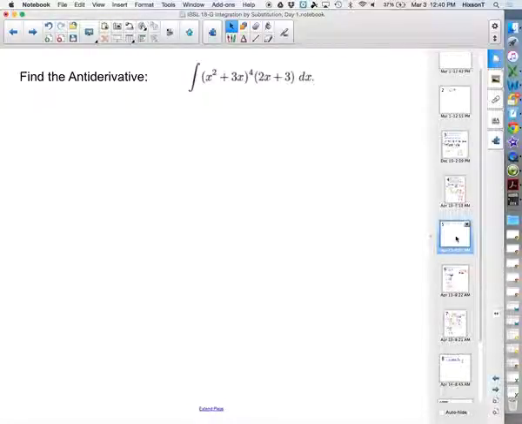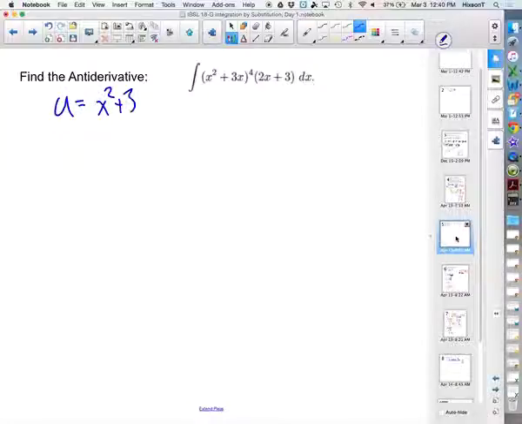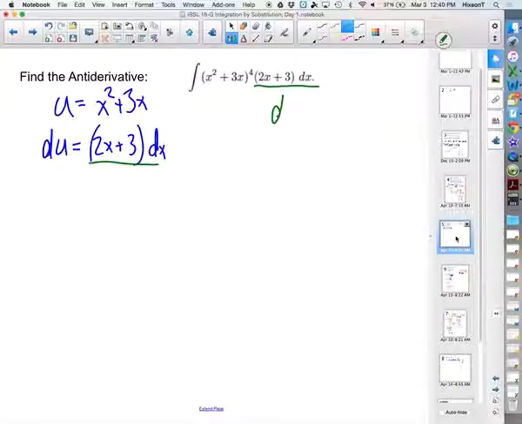Alright, one last one here. What's our inner function? What's the u? x squared plus 3x. Well, let's think about this. What is du in this case? It's 2x plus 3 dx, right? So the 2x plus 3 dx is right here. So that is du.